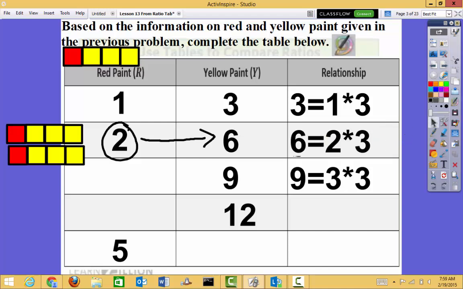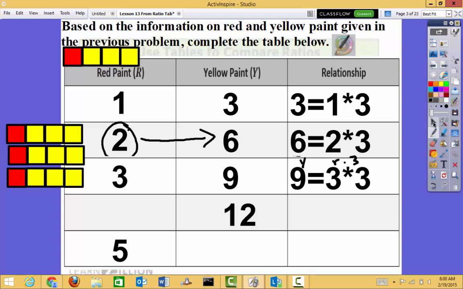So let's look at this next one. It says I have 9 yellows. They're already telling my relationship. So let's look what 9 yellows looks like. It's going to look like that. 1, 2, 3, 4, 5, 6, 7, 8, 9. How much red do you see? Well, I see 1, 2, 3 reds. So that's how much red paint I have. And we see the relationship is the same. Yellow equals red times 3 is its relationship.